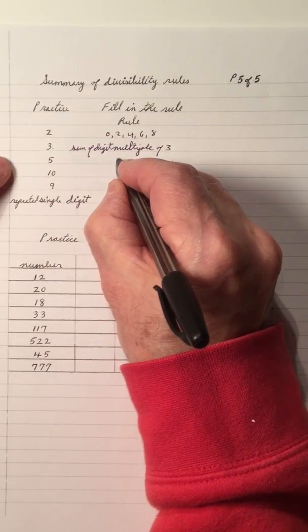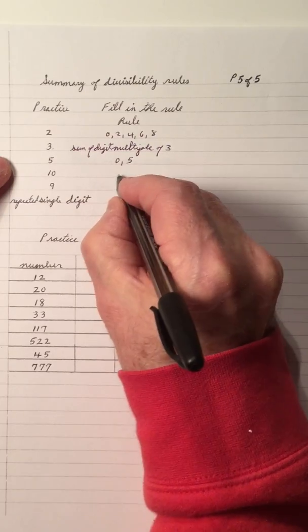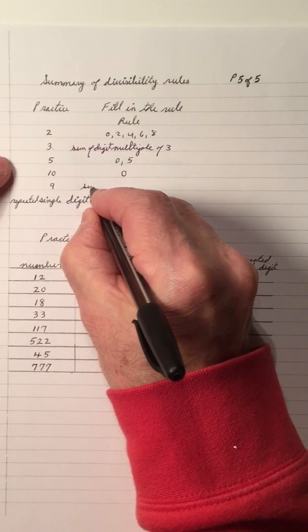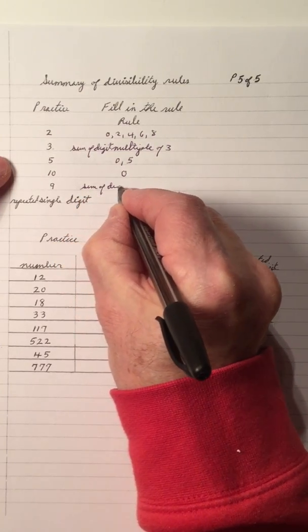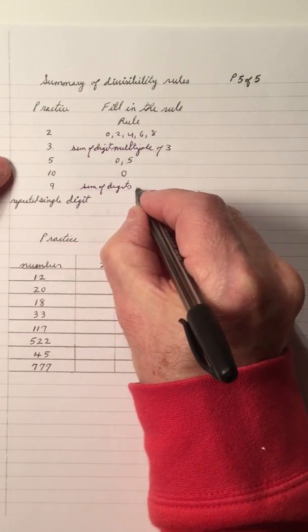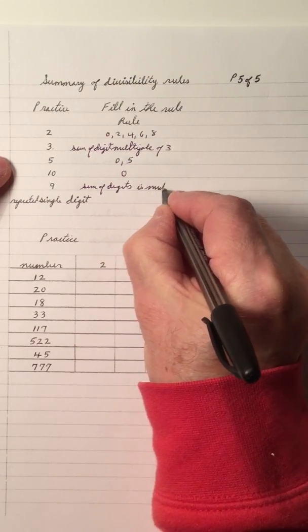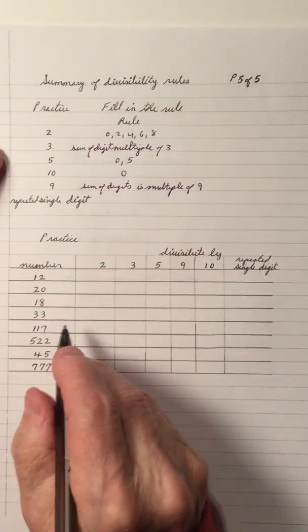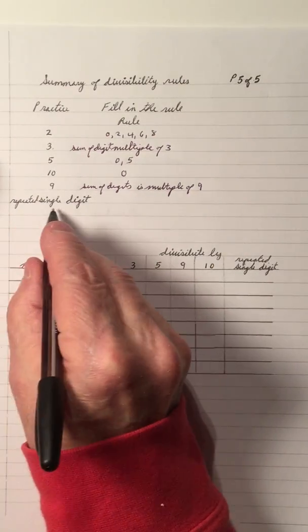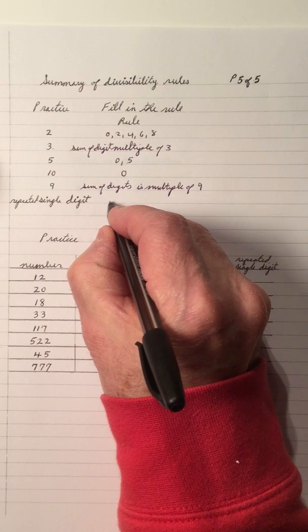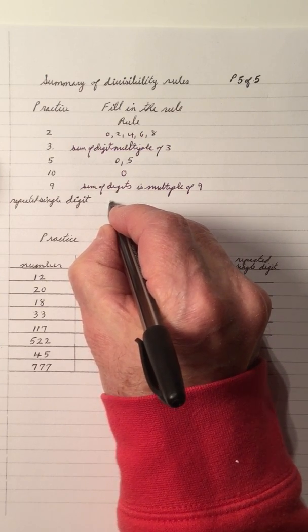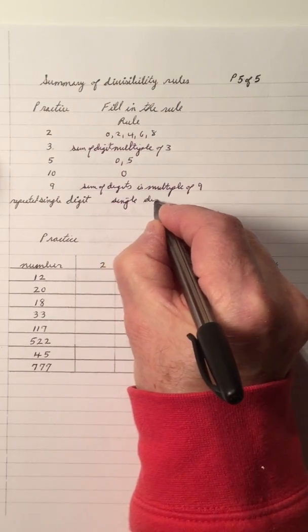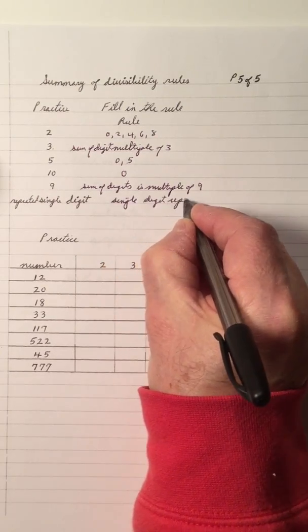5, it ends in a 0 or a 5. 10, it ends in a 0. 9, the sum of the digits is a multiple of 9. Repeated single digit is a single digit repeats.